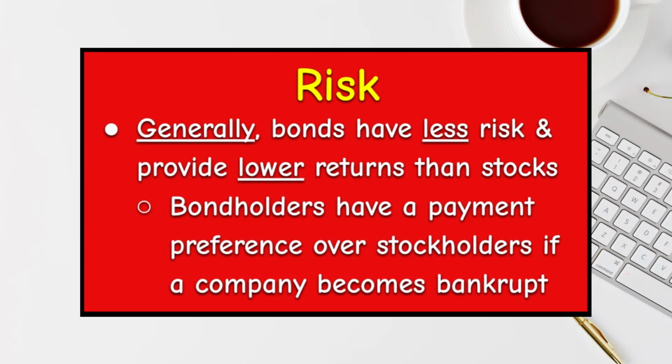Generally speaking, as it relates to companies, bonds tend to have lower risks than stocks. A primary reason is that if a company ends up in bankruptcy, bondholders generally have a payment preference over stockholders. This means that if a company is liquidated and its assets are sold off, any remaining money will usually go to the bondholders before the stockholders. As such, stockholders tend to require higher returns than bondholders to compensate them for this higher risk.